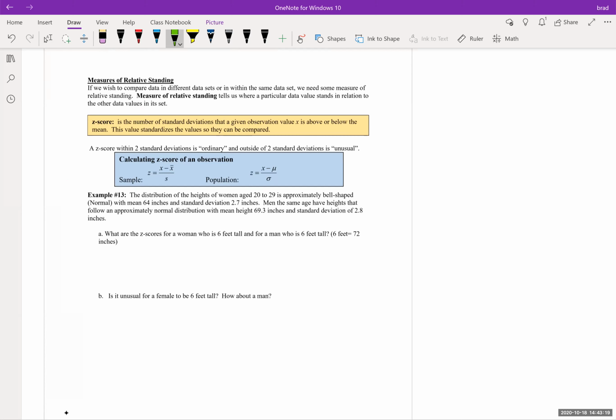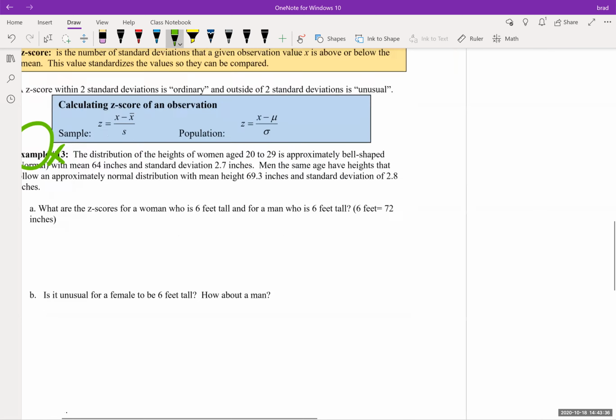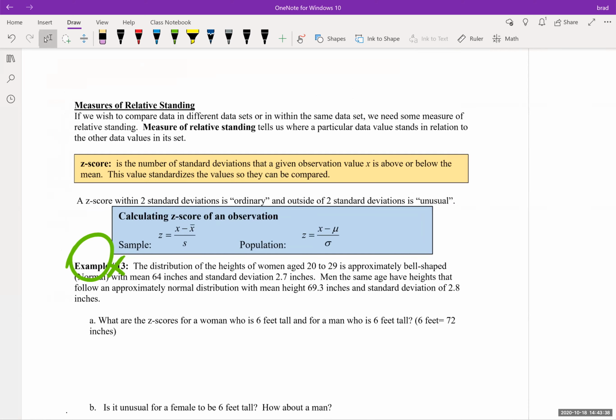Now here's a problem. Don't worry about example 13, it's just called an example. It says if we wish to compare data in different data sets or within the same data set, we need some measure of relative standing. A measure of relative standing tells us where a particular data value stands in relation to the other data values in the set, incoming the z-score. The z-score is the number of standard deviations that an observation from value x is above or below the mean. This value standardizes the values so they can be compared. That way we can talk about your score versus my score in terms of comparison to the mean, or comparison to each other as well.